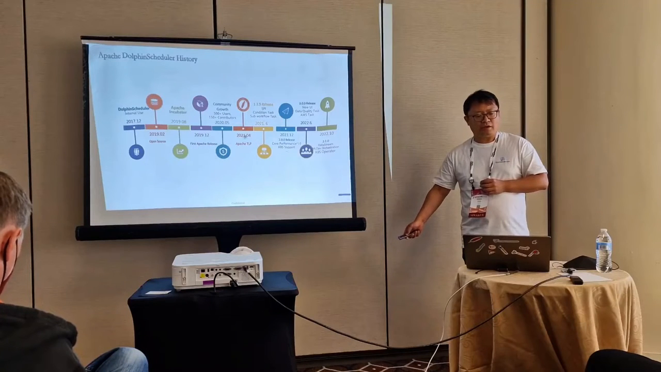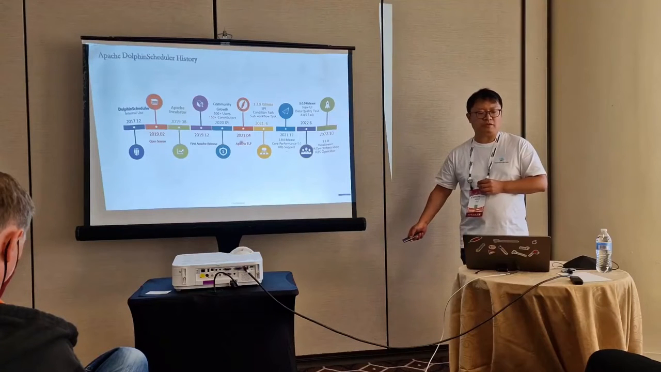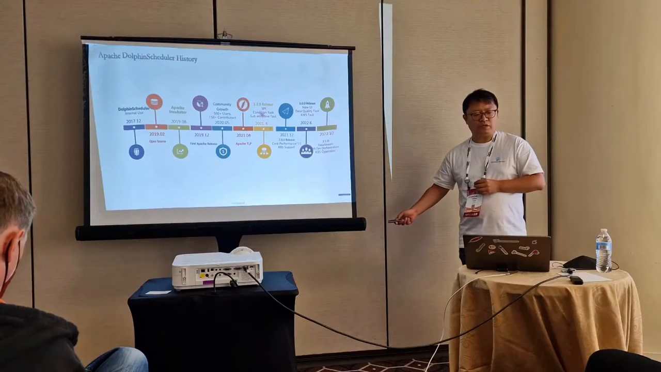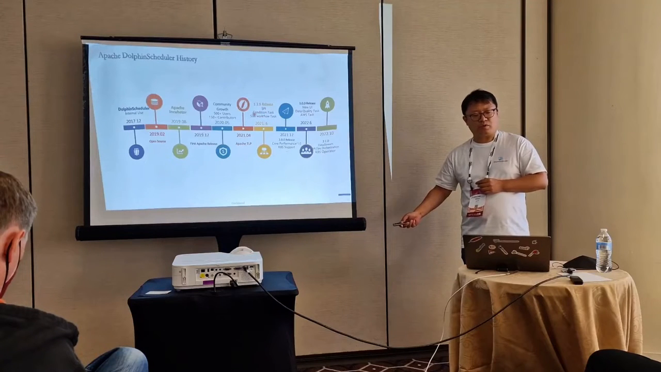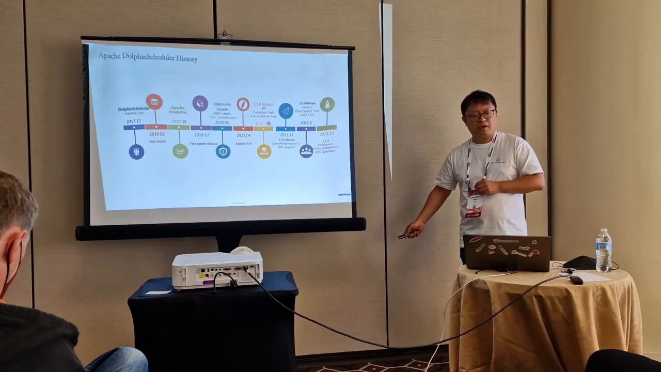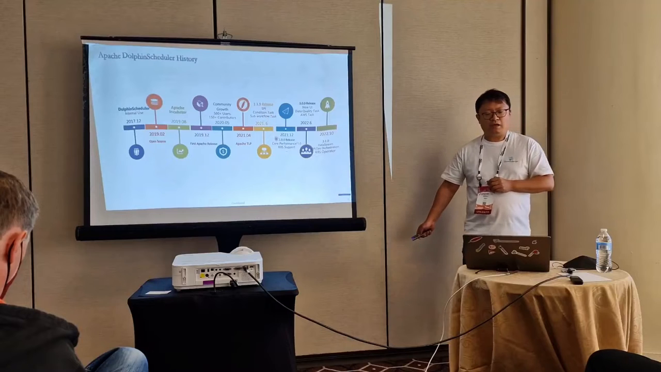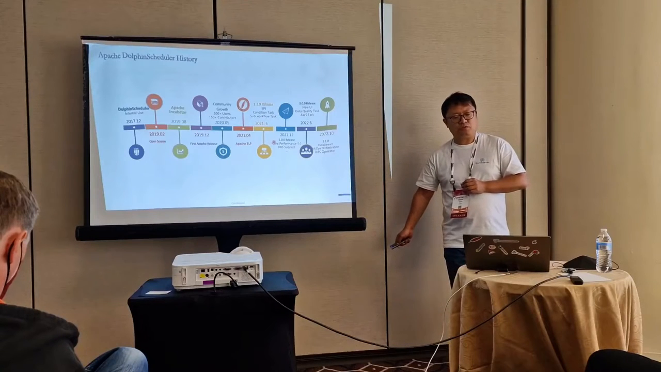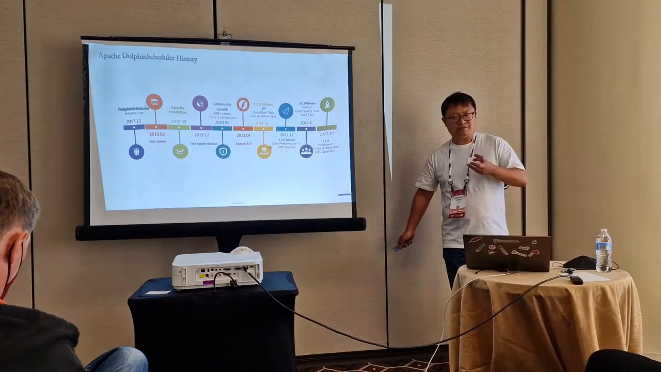And Apache DolphinScheduler became a top-level Apache project in 2021. And then we released 1.9, and DolphinScheduler supported SVI, the condition task, and the sub-workflow task, so a lot of tasks at that time. And then we released Apache DolphinScheduler 2.0. The performance is very high and it supports Kubernetes.